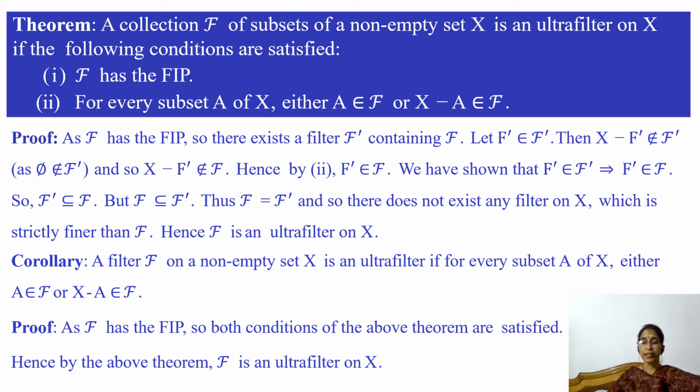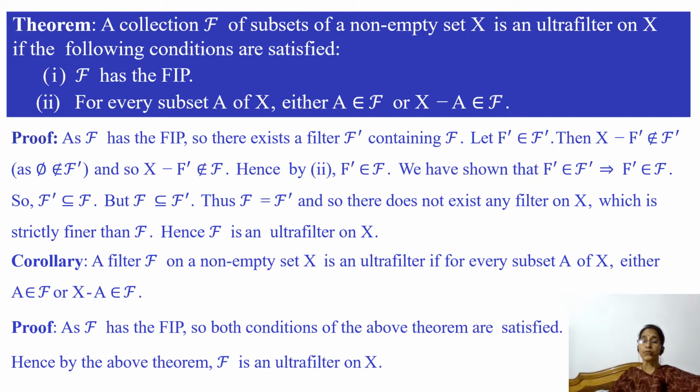Now, the first theorem states that a collection F of subsets of a non-empty set X is an ultrafilter on X if the following two conditions are satisfied. First condition is F has the finite intersection property, and the second condition is for every subset A of X, either A belongs to F or complement of A belongs to F. Let us prove this theorem.